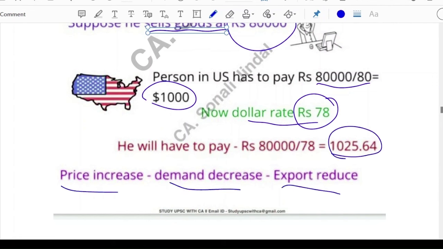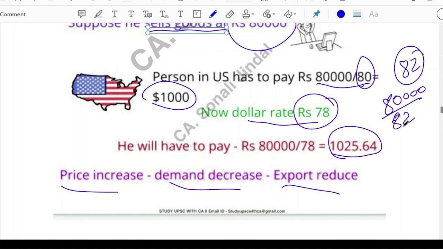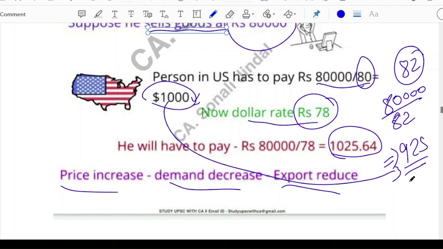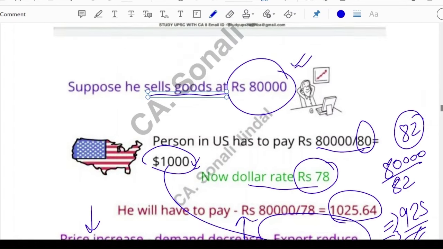But in this question, there is a devaluation of the rupee. That means the dollar value has increased to 82. So if there is 82 rupees, then he will have to pay around $975. So the price of the goods has reduced from $1,000 to around $975. If price decreases, then demand will increase. It will increase the exports.